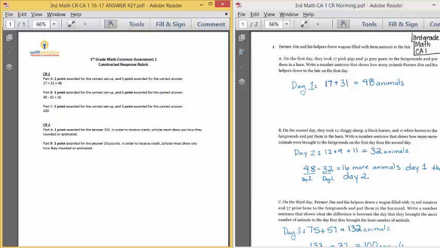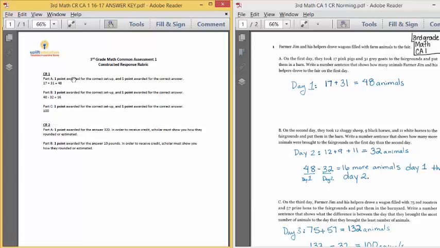So for the first constructed response, it asks scholars to read this word problem and dissect what it's asking, which is an addition word problem. You'll see that they need to add 17 plus 31 to get 48. The directions ask them to write a number sentence that shows how many animals Farmer Jim and his helpers drove to the fair on the first day. So they must write a number sentence in order to get credit, since it is in the directions.